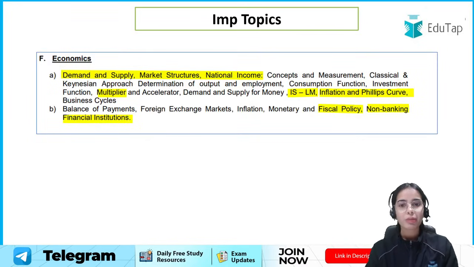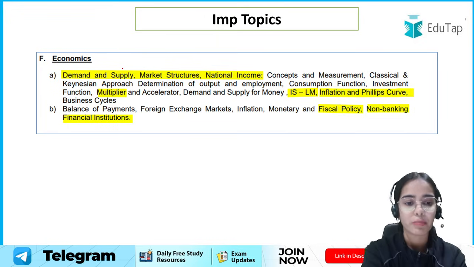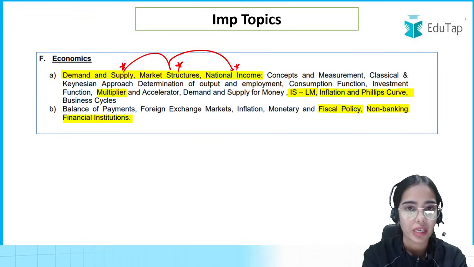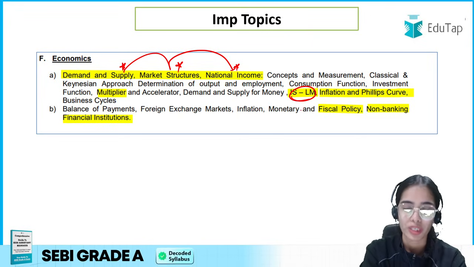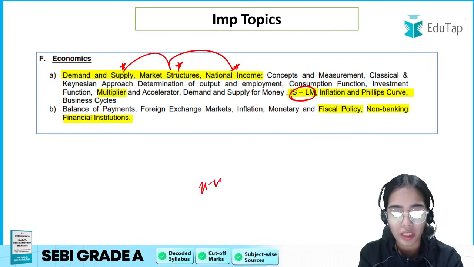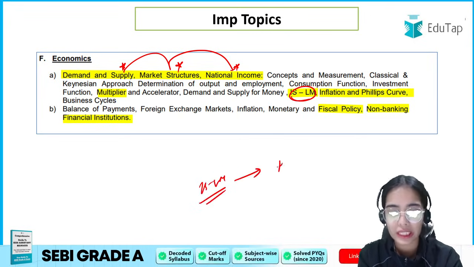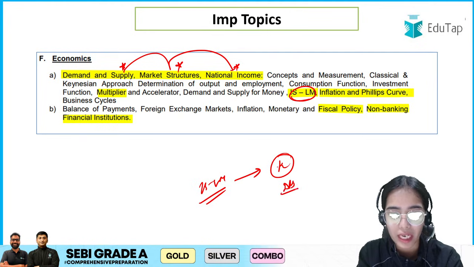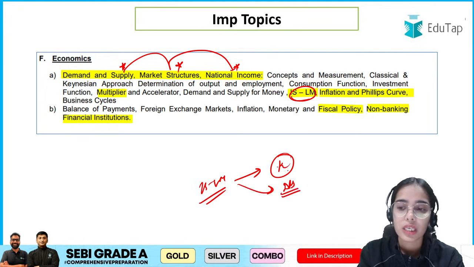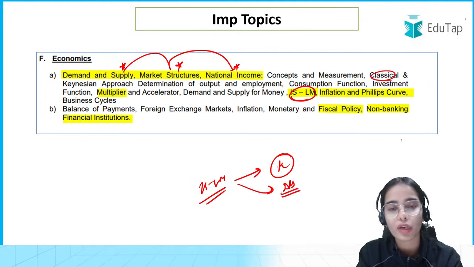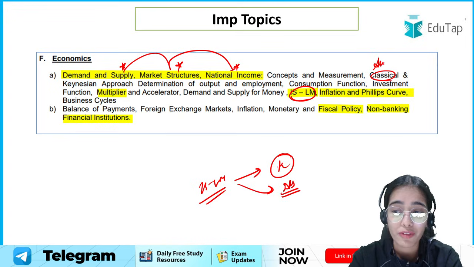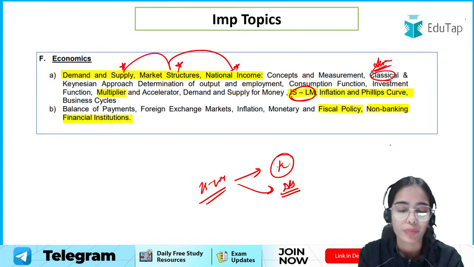Okay, now coming to the important topics. So yes, demand and supply, market structure, national income, these 3 chapters are very important. ISLM model is also important, but for covering the ISLM model, as I've told you, you have to cover the Keynesian approach, you have to cover the demand and supply for money. Okay, the classical, from here also 1 or 2 questions have come in the previous year questions. So yes, at least assumptions, I've told you, at least do the assumptions from the classical theory.